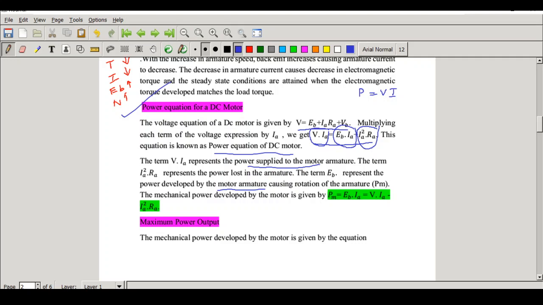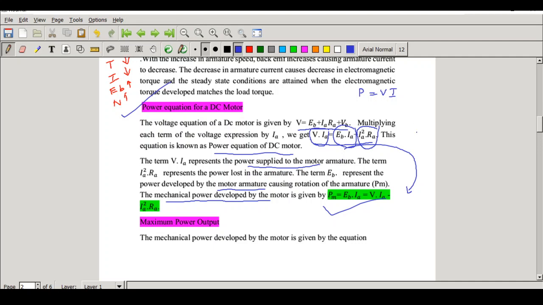So from this we can write the expression for the mechanical power developed by the motor. Pm represents the mechanical power developed by the motor, which is equal to back EMF into current, that is V Ia, the input power which we are giving to the motor, minus Ia² Ra, the armature copper loss. So we discussed the voltage equation and the power equation of a DC motor.